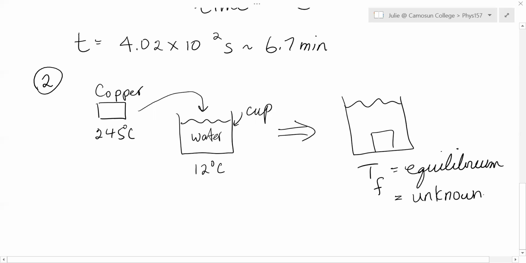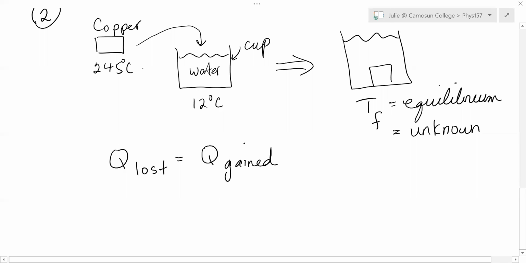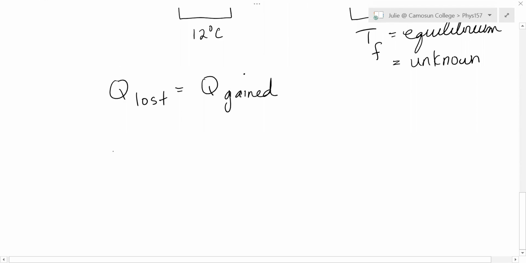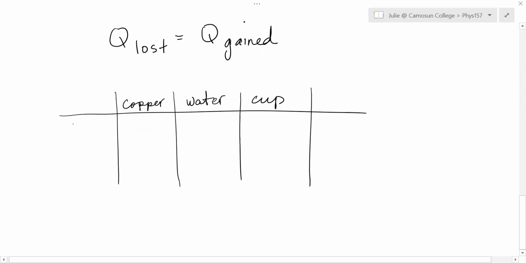Okay, so I don't like to use negative numbers when I'm doing my delta T. So what I always do is heat lost equals heat gained. Okay, and then I like to make a table. So we've got 3 things going. We've got the copper, we've got the water, and we've got the cup. So let's make a table here. And in the table, we'll have the copper, the water, and the cup. So those are the columns. The rows are going to be the mass, the specific heat capacity, and the change in temperature.